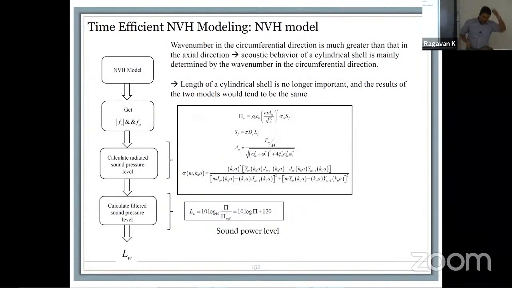Okay, so this is the time efficient model that you have, and so in this case, what you're seeing here is when the wave number in the circumferential direction is greater than in the axial direction, then the acoustic behavior of a cylindrical shell is primarily going to be circumferential. So it will be defined specifically by the wave number. And in that case, essentially the length of your cylindrical shell is no longer going to be important.